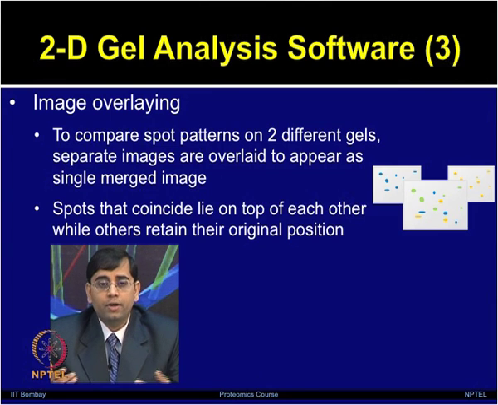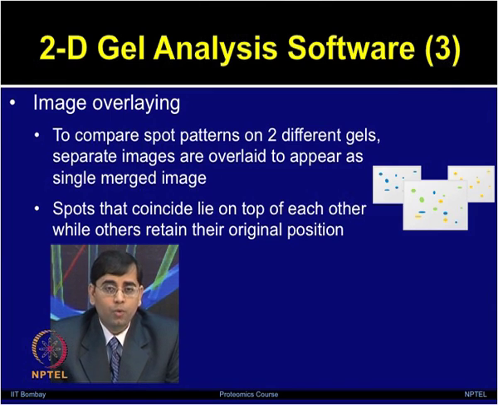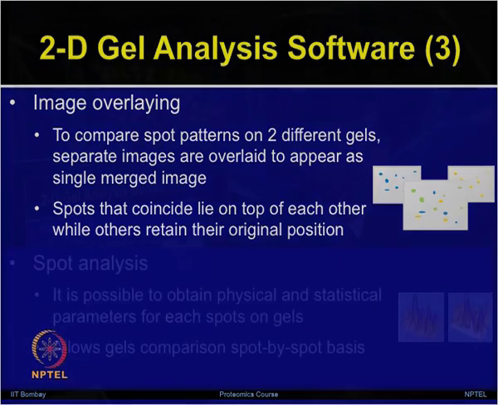and on the other you have treatment, you would like to overlay those images together to compare the spot pattern present on two different gels, because you have acquired two separate images. Now, you need to overlay those so that they appear as a single merged image. Spots which coincide will lie on top of each other, whereas you can also locate their original position from each of the individual images. So, image overlaying is an important aspect, where you can merge your control and your treatment gels.